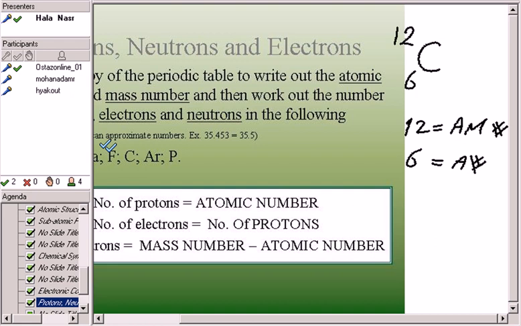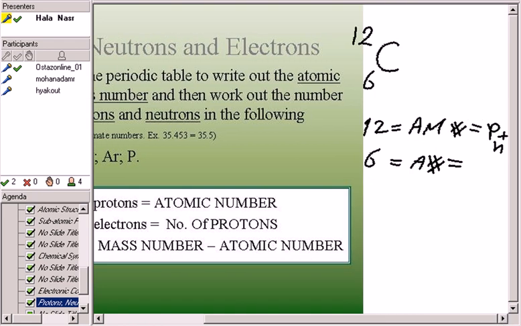And it's equal to the number of protons. It represents the number of protons, as we said for the atomic number. This is the mass number. This one is protons plus neutrons. However, the atomic number is only the protons. Okay, very good. Now, based on this, can you tell me how many electrons are here in this carbon?